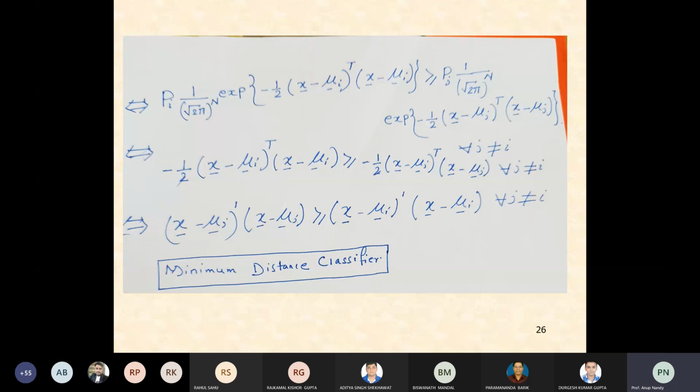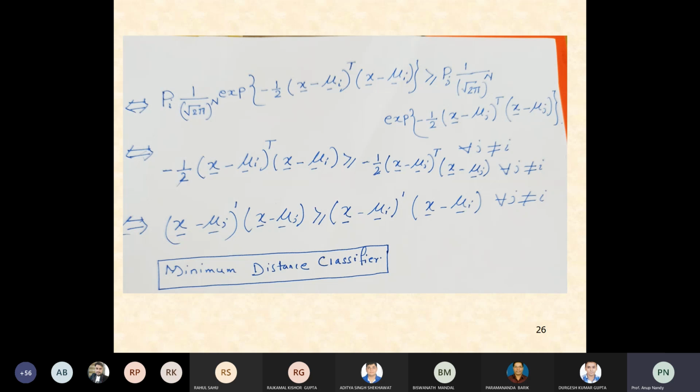Now what you are going to have next is exp of minus half xi minus mu i transpose xi minus mu i greater than or equal to exp of minus half xi minus mu j transpose xi minus mu j. So now it is an exponential. Now you have to take a logarithm. If you take the logarithm, then the exponential term will be removed.